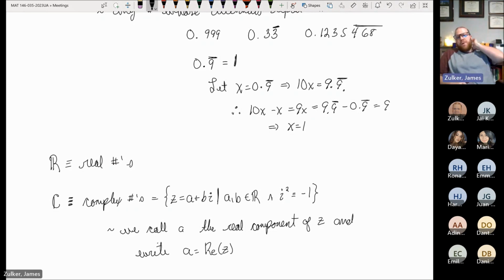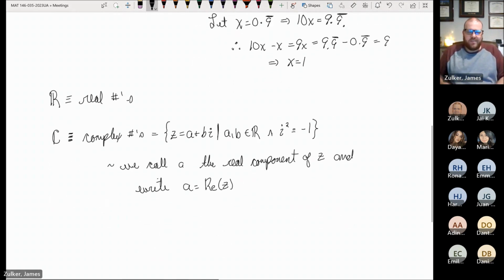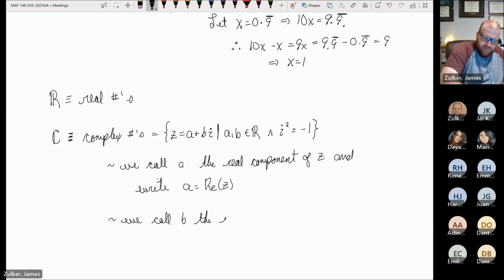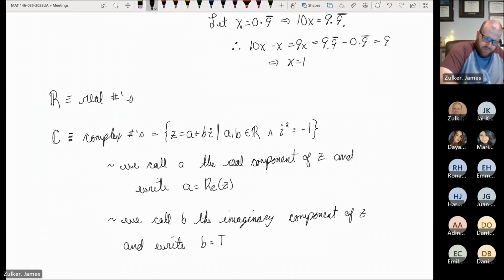a is called the real component of z and is written as Re of z. b is called the imaginary component of z, and it's written as Im of z, read imaginary of z.